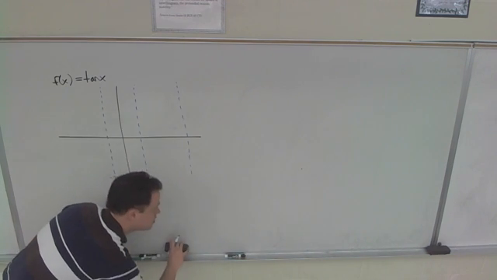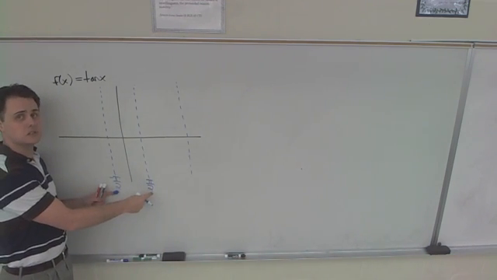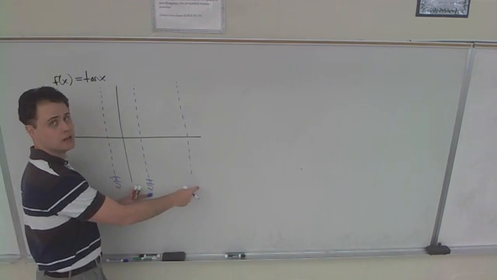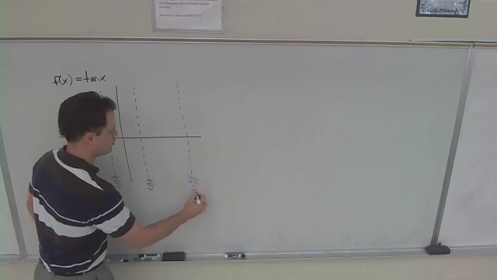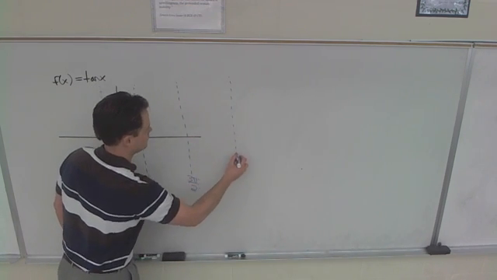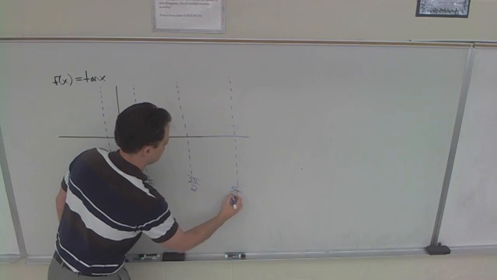So if the pattern continues, where would the next asymptote be? Think about how wide this is. This is pi wide, right? So this should also be pi wide. So what's 1/2 plus 1? It's going to be 1.5 or 3/2. So then where would the next asymptote be? I think it's going to be 5/2.